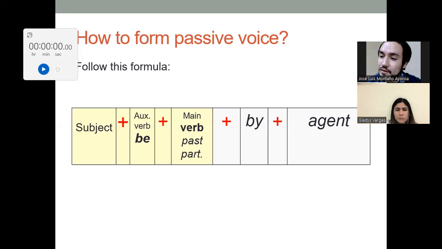I'm going to use the one that we were practicing, present perfect, right? So this is the one. The principal has been writing new rules for our school. Okay, the principal has been writing the new rules for our school. How would it be in this case, Gladys?